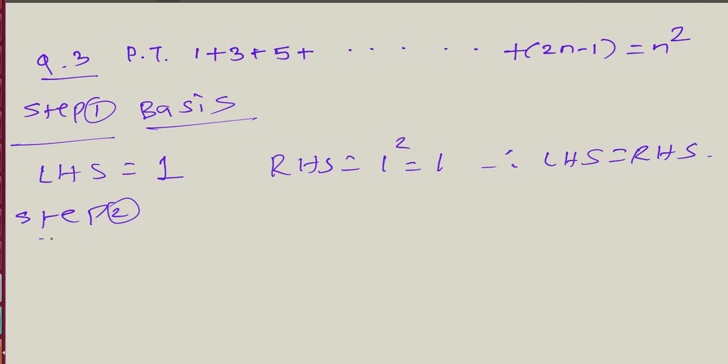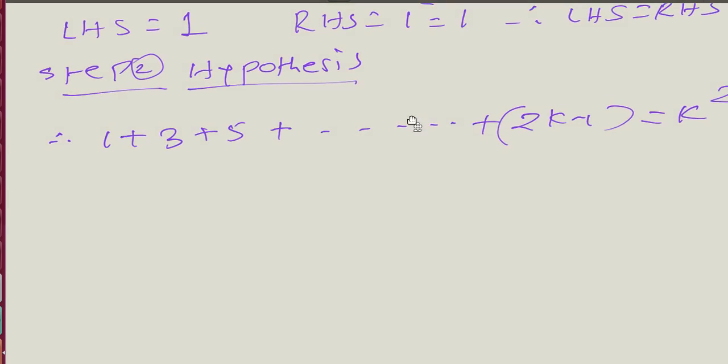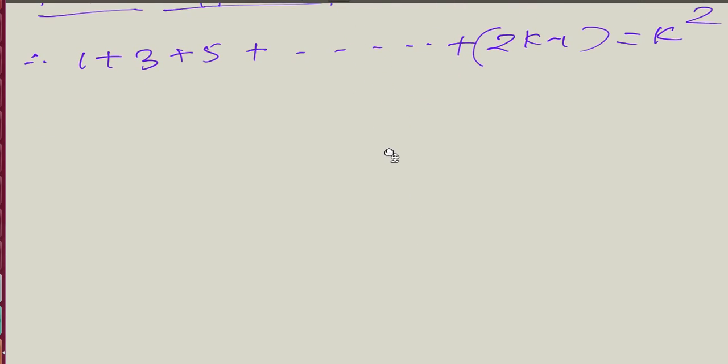Step 2 is the hypothesis. Here we assume that the theorem is true for some k. Therefore 1 + 3 + 5 + ... + (2k − 1) is equal to k², right? In place of n, substitute k, because we are assuming this theorem is true for some number k. The third step now is the induction step. In this we will prove that the theorem is true for k+1.